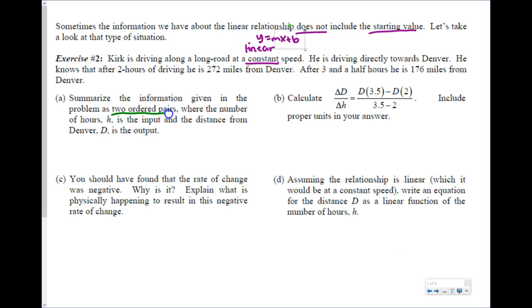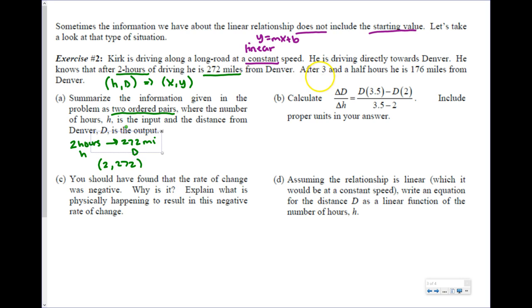As 2 ordered pairs, where the number of hours h is the input and the distance from Denver d is the output. So it wants us to order the pair like this. Instead of x comma y, we're using h and d. The first piece of information says that after 2 hours of driving, he's 272 miles away. So this is my h and this is my d. I can write that as (2, 272) as one coordinate.